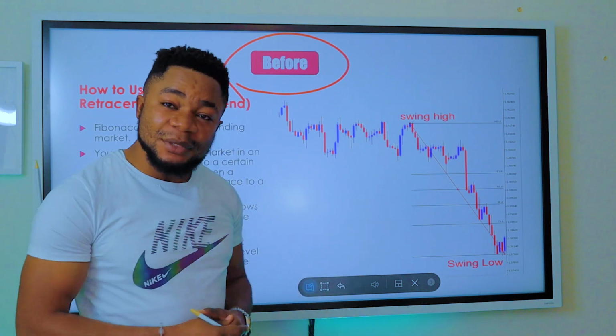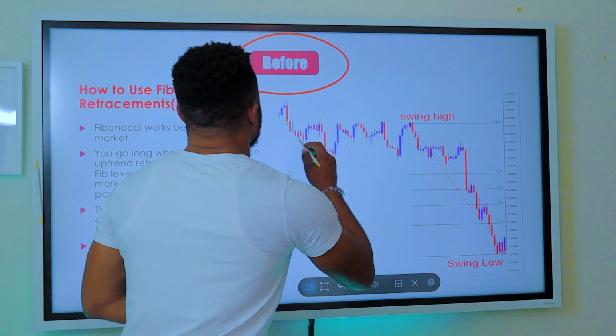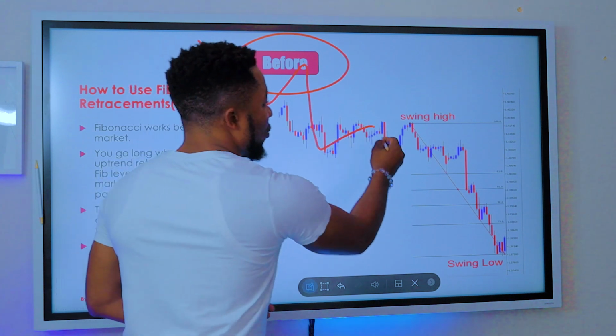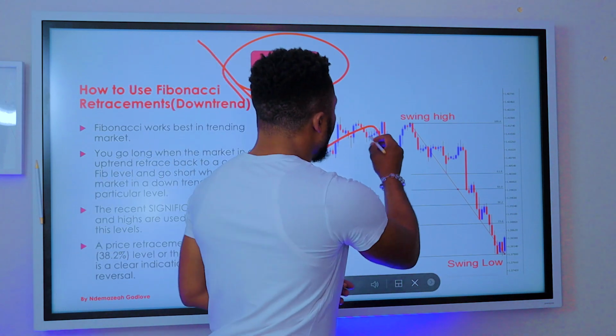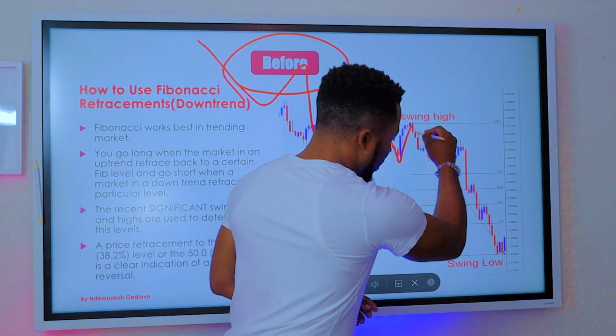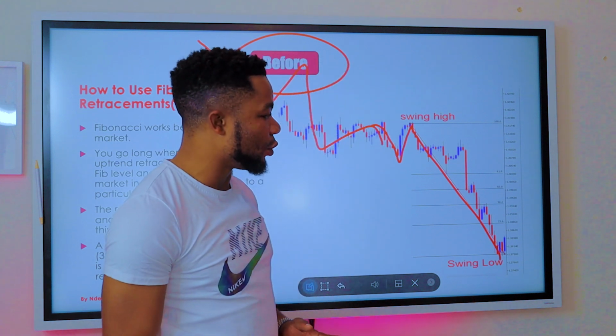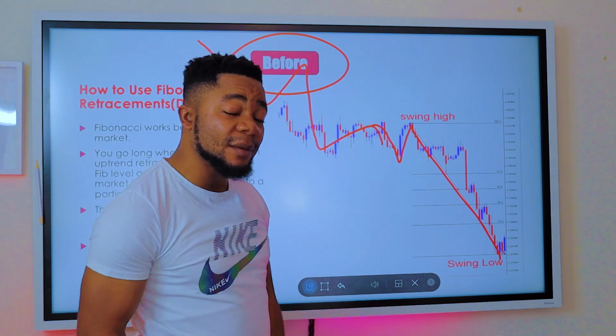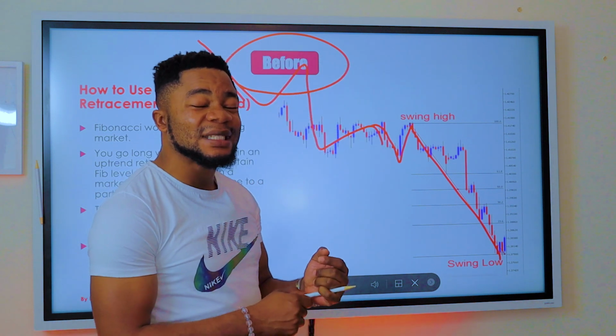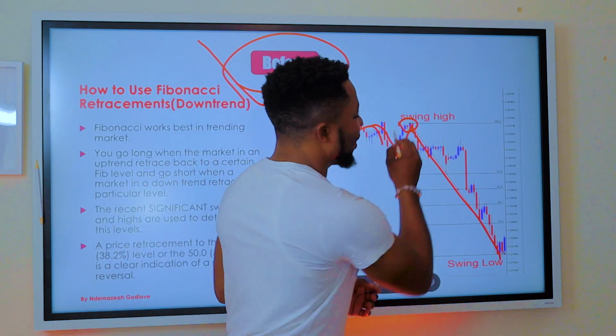This is from my MT5. So the market is actually going down, going down, going down. And here we had a retracement. Then the market shot to this particular point. Good. So the first thing, remember our steps: where is the most significant swing low? This is the most significant swing low.